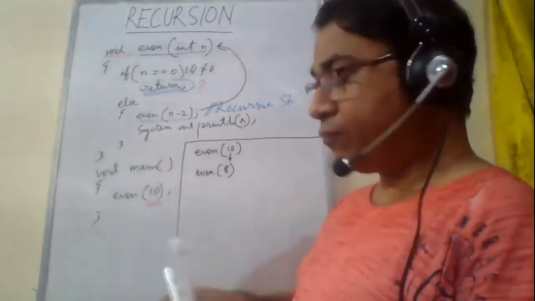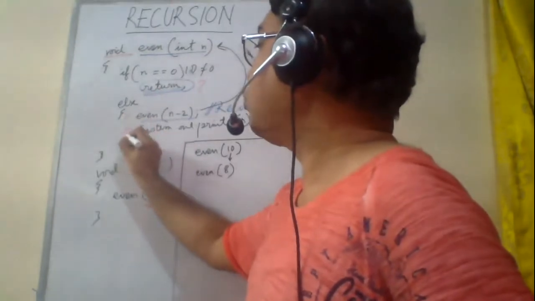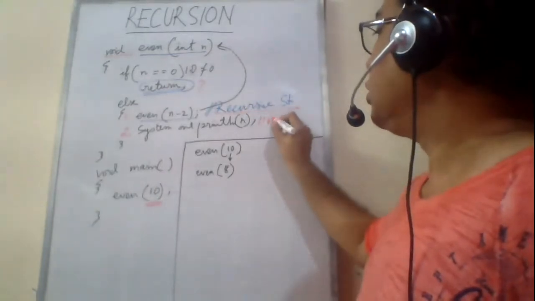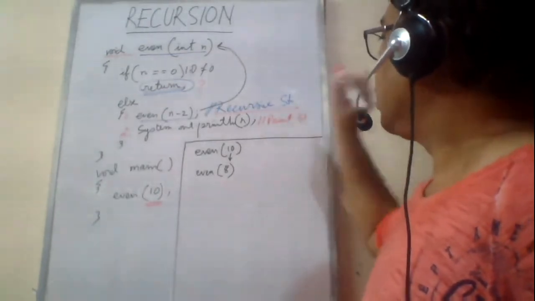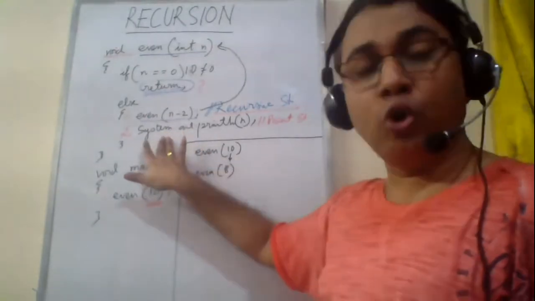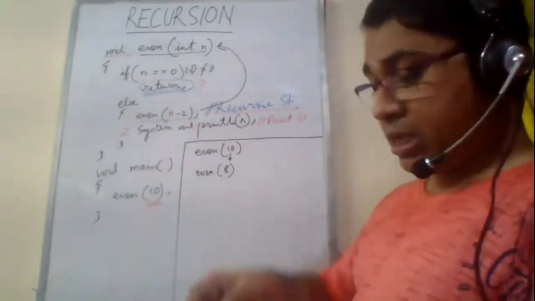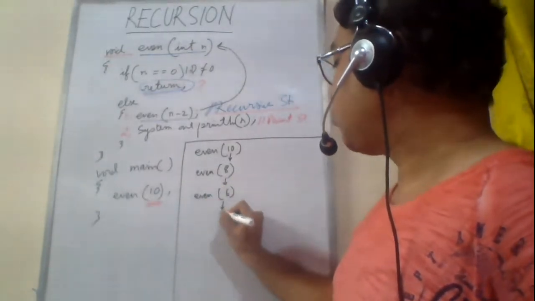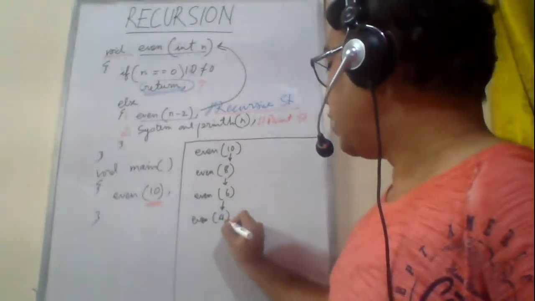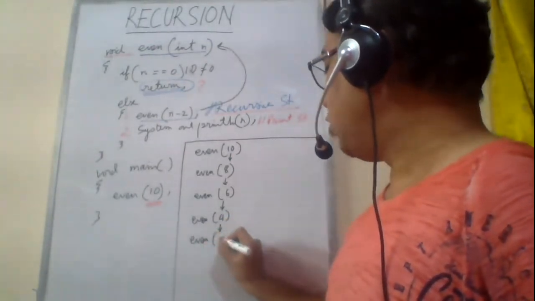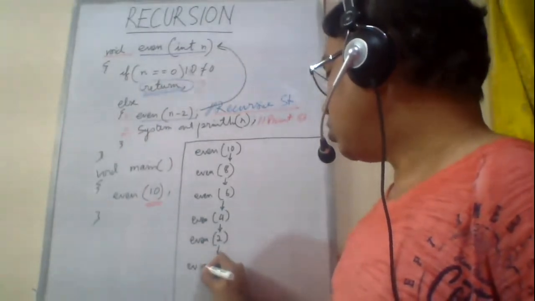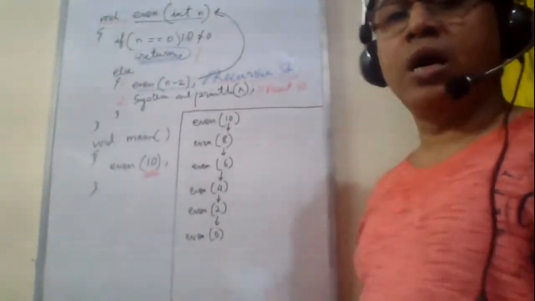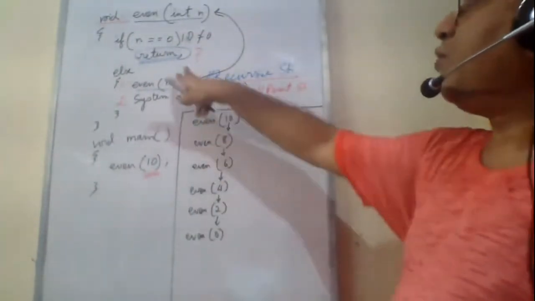See, now here one thing you have to keep in mind. In the else part we have two statements. Statement 1 is a recursive statement. Statement 2 is your print statement. Now the print statement is kept on hold. So even 8 will do what? Even 8 will call even 6. Even 6 will call even 4. Even 4 will call even 2. Even 2 will call even 0. Now when I reach 0, what happened? We have only the return statement.